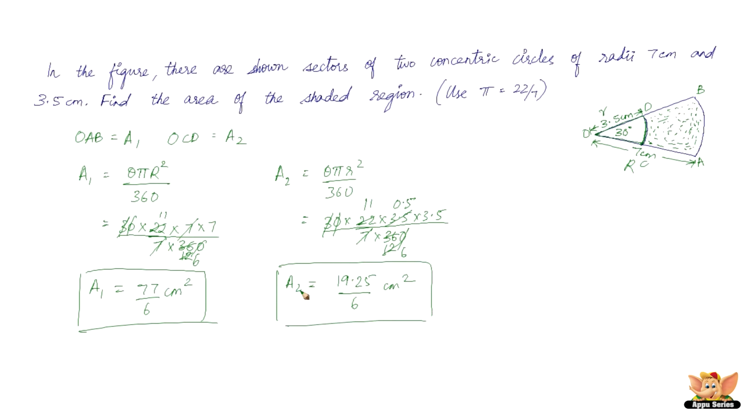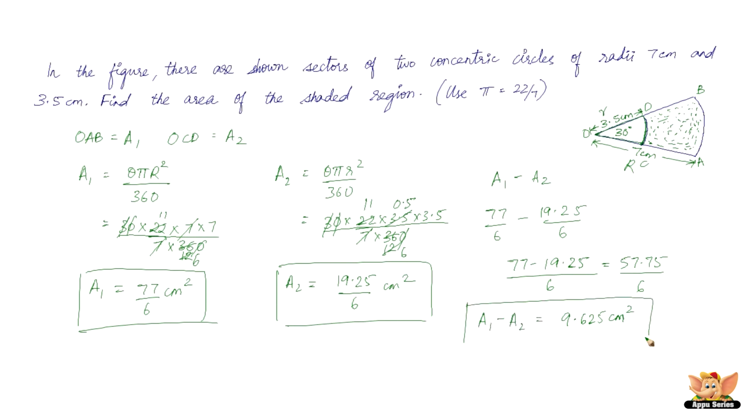So you subtract A1 minus A2, you get the area of the shaded portion. So A1 minus A2 is nothing but 77 by 6 minus 19.25 over 6. Since the denominators are the same, we can straight away subtract the numerators. So 77 minus 19.25 over 6 gives you 57.75 over 6, which is nothing but 9.625 centimeters square. So therefore, the area of the shaded portion, which is A1 minus A2, equals 9.625 centimeters square.